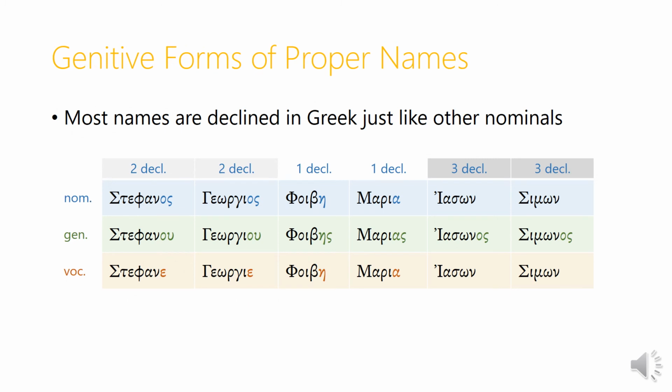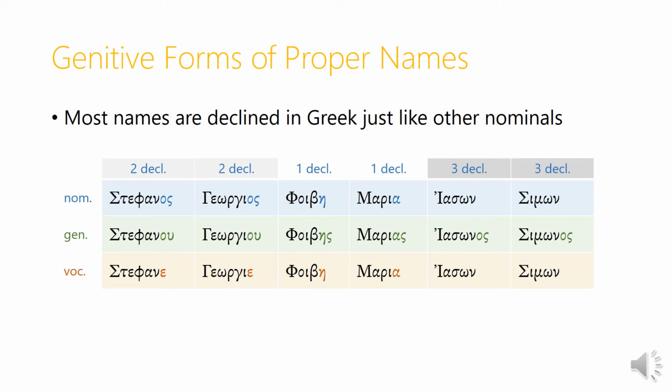The genitive forms of proper names are important to notice because most names are declined in Greek just like other nominals are. And so with Stephanos, which is a second declension proper noun, the genitive form, just like with other nouns in the second declension masculine, is Stephanou, and the vocative is Stephane. Georgios becomes in the genitive Georgiou, and in the vocative Georgie.